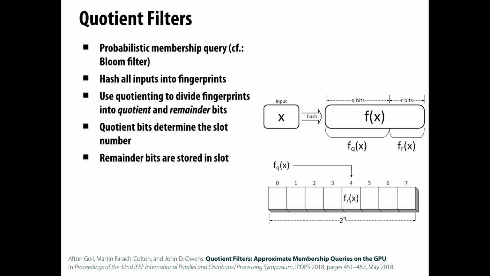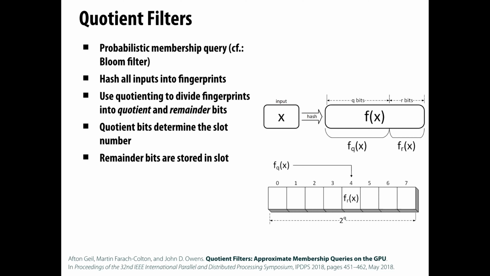Okay. So it turns out you can do this with considerably less space. And the canonical data structure that does this is a Bloom filter, which is a beautiful data structure. We compared against a Bloom filter in what we did. But our structure is called a quotient filter, and this is also originally built on the CPU.